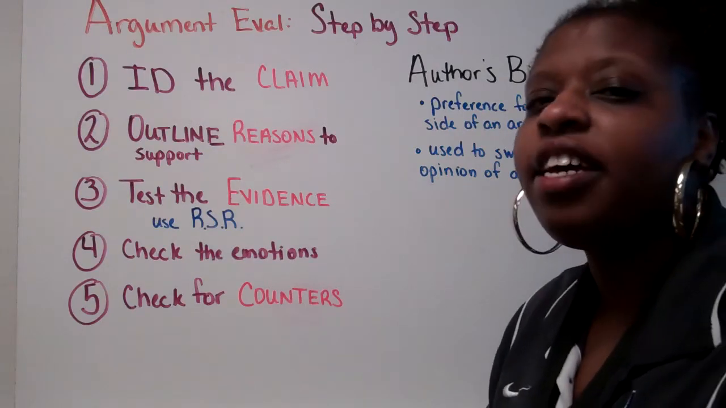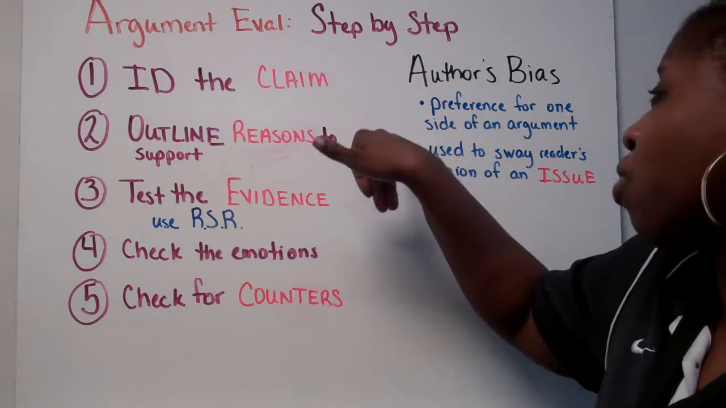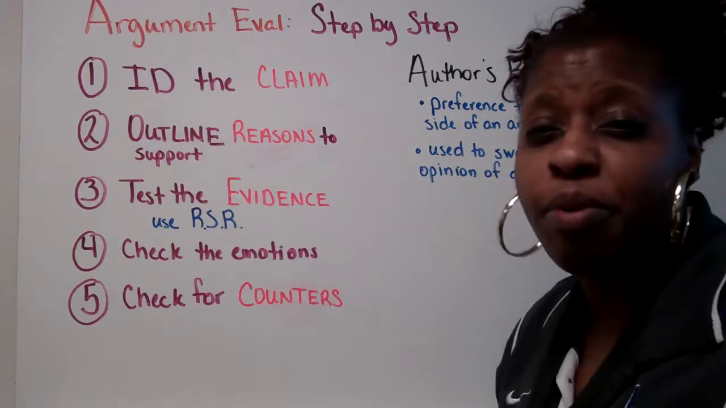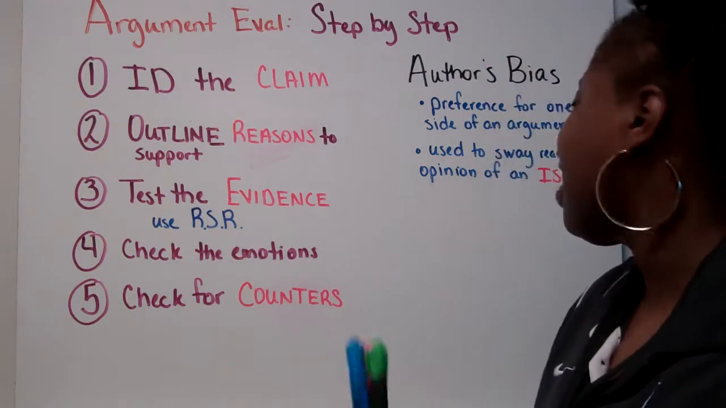And then 5, check for counters. And remember about author's bias. Preference for one side of an argument. And remember, author's bias is used to sway readers' opinions on an issue.